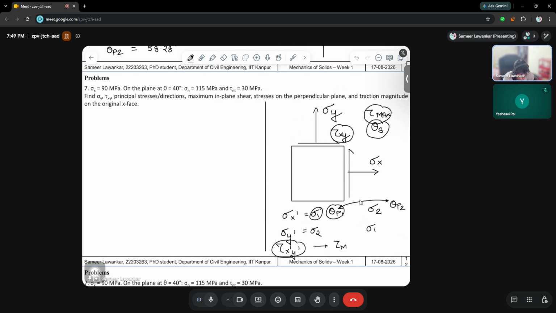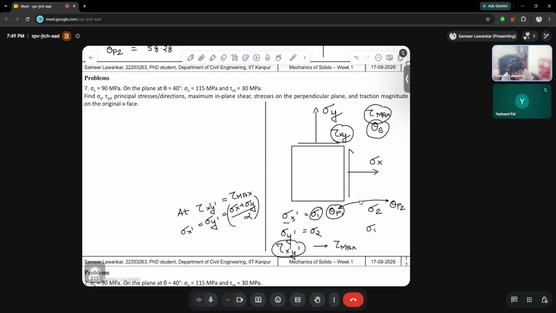But what happens to sigma x dash and sigma y dash? Those are the normal stresses, and the normal stress values are equal. So at tau x dash y dash equal to tau max, sigma x dash is equal to sigma y dash, which is equal to sigma x plus sigma y divided by 2. This is the fifth point which we understood. These were the major things we understood from this chapter, from this lecture.